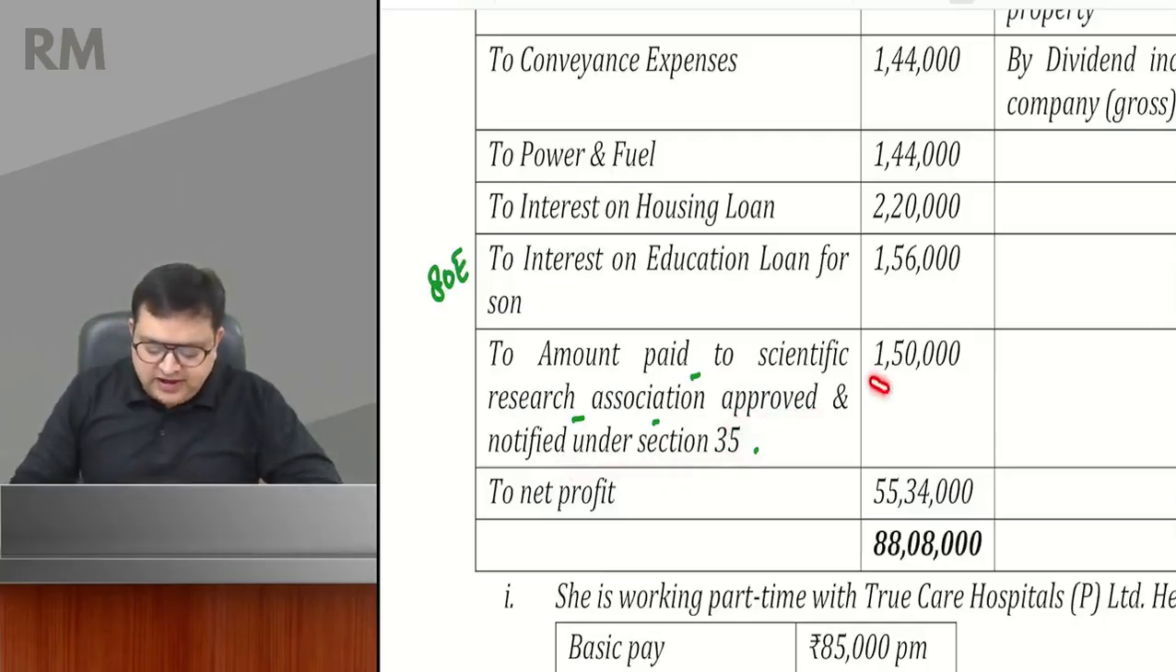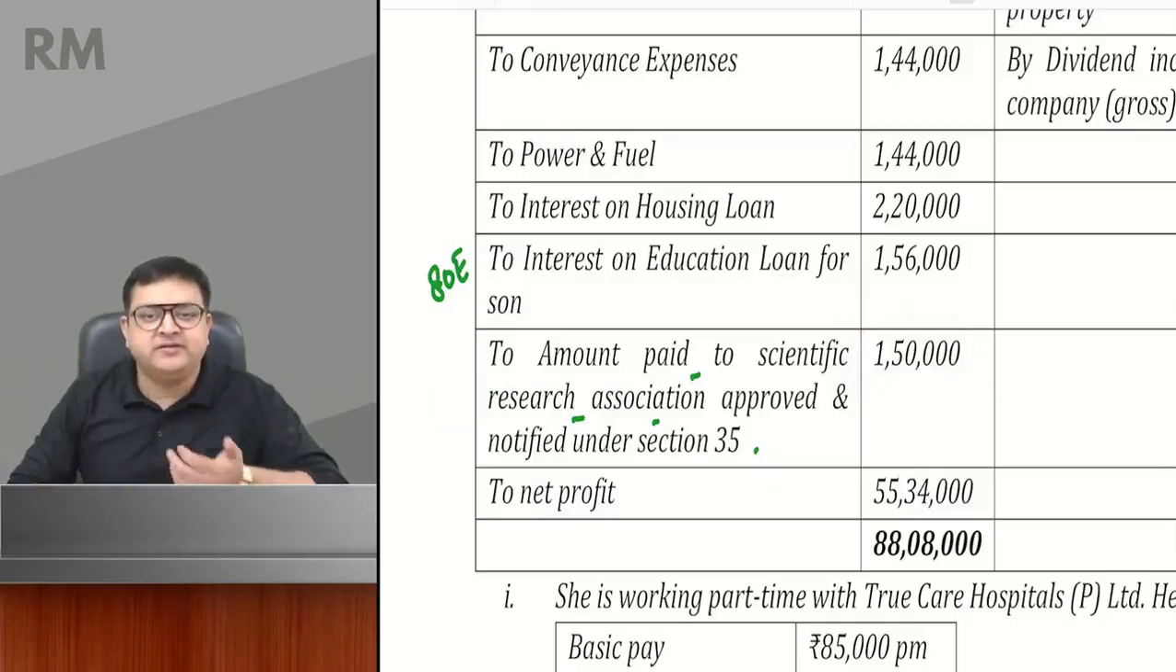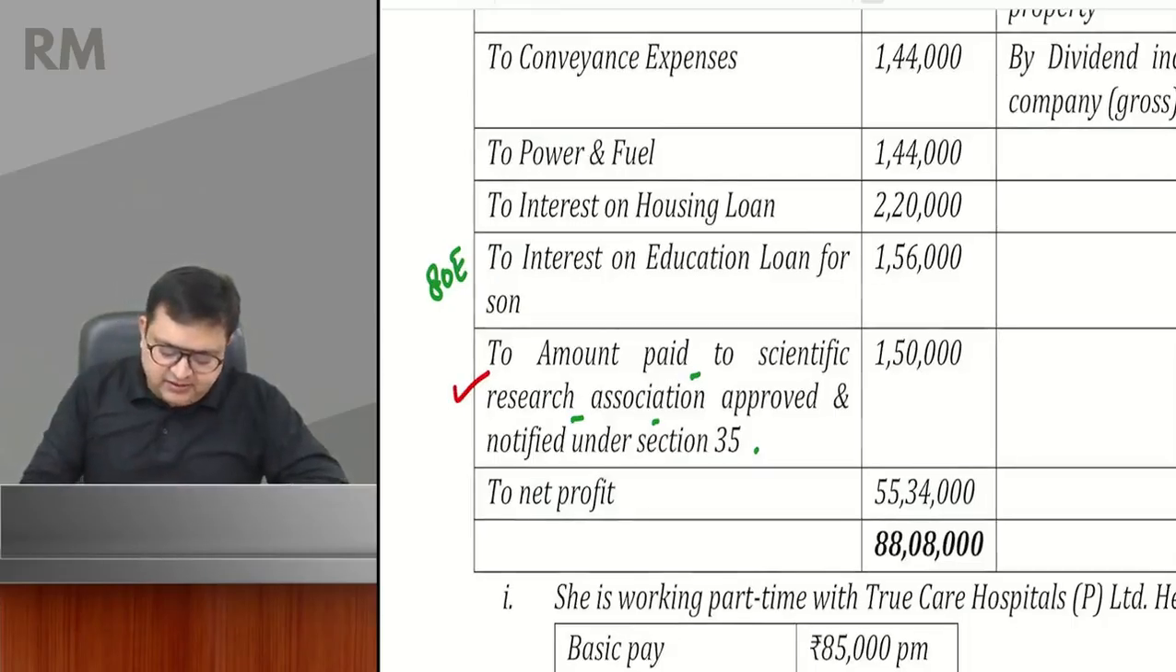So tell me, should 1,50,000 be allowed? The answer is yes, it should be allowed. Why? We are following optional regime. Had it been default regime, I would not have allowed it. So I believe everybody is clear. It is perfectly debited. We don't have any issue with it. So this one, the last one, net profit is our starting point.